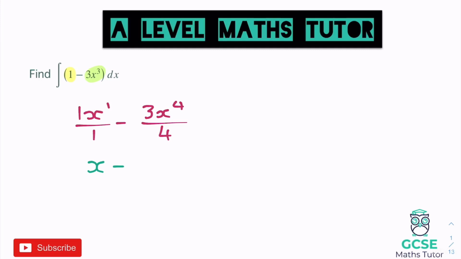Then we have take away, and we've got that coefficient there of x to the power of 4, which is a 3, and we're going to divide that by 4, so we can just write that as 3/4, 3 divided by 4.